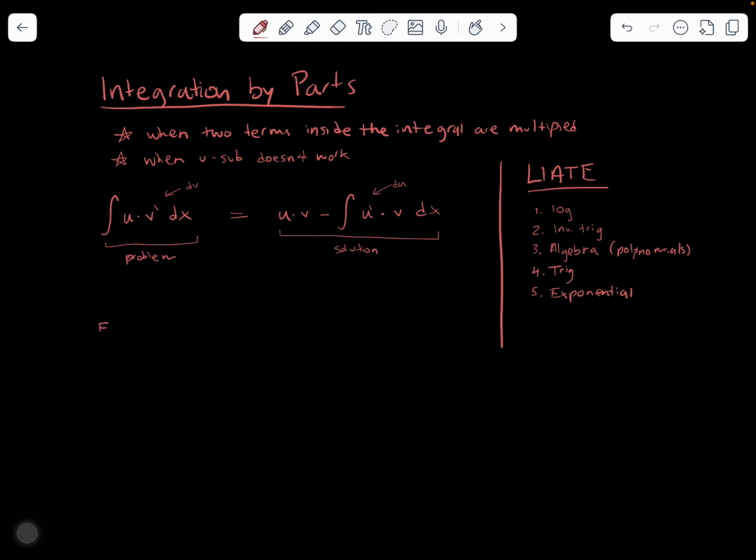Let's take an example. Let's say we want to find the integral of x times e to the power of x dx. So here we have two terms. We have x and we have e to the power of x. And we know that x is an algebraic term and e to the power of x is an exponential. So if you look back at our acronym, we can see that algebra is of a higher priority. So we're going to choose that as our u value.